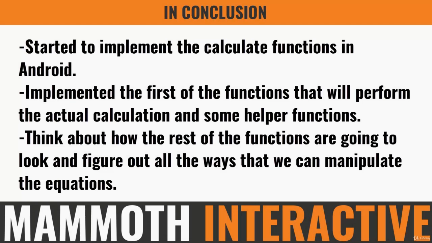Okay, so in this part of our tutorial, we started to implement the calculate functions in Android. So we implemented just the first of these functions that will perform the actual calculations. That was a final velocity one. And we had a couple of helper functions, one to parse the data and one to print out the results. So now I want you to think about how the rest of these calculate functions are going to look, and before you do that I want you to pause and figure out all the ways that we can manipulate the equations to expose the variables, because there are quite a lot of them, and that's what's really going to take up the bulk of the time in this tutorial.